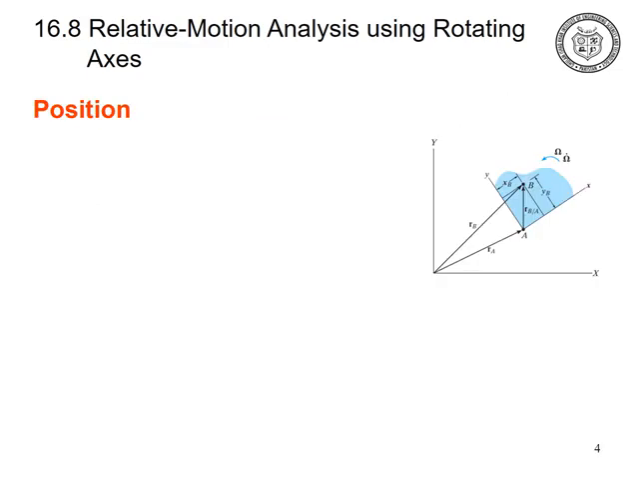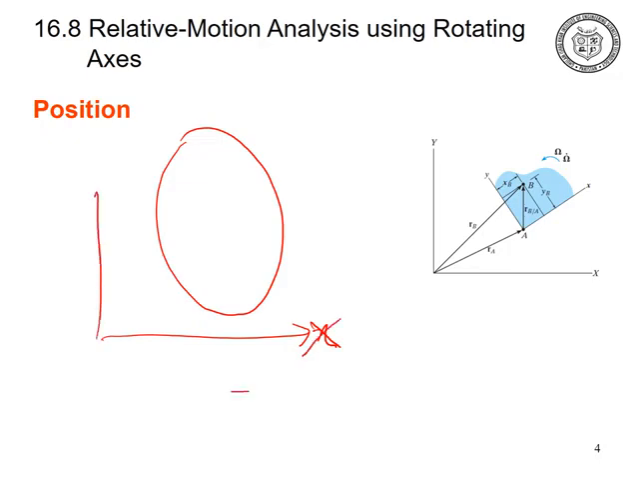Now to derive the position equation for the relative motion analysis using rotating axis, imagine that you have a rigid body. Let us say that this is the rigid body and this is your fixed inertial frame of reference, capital X and capital Y. And you have 2 points or 2 particles on the rigid body. Let us say that particle A and particle B are the 2 particles on the rigid body. So imagine that at this instant the axes on the rigid body are x and y, which are tilted.